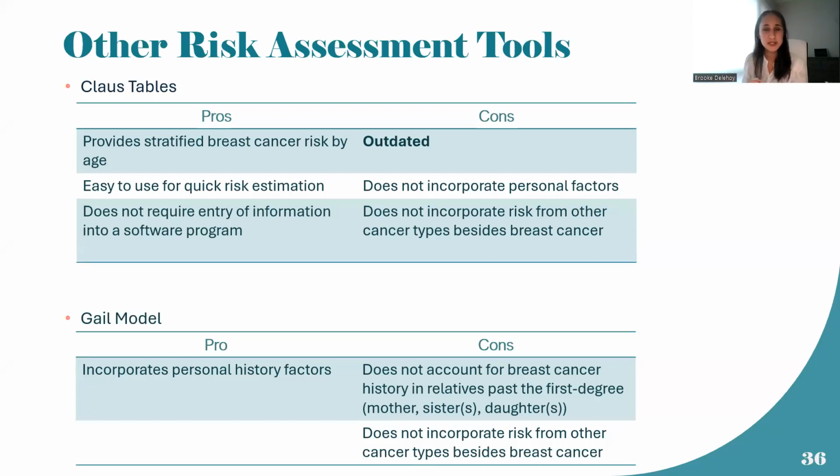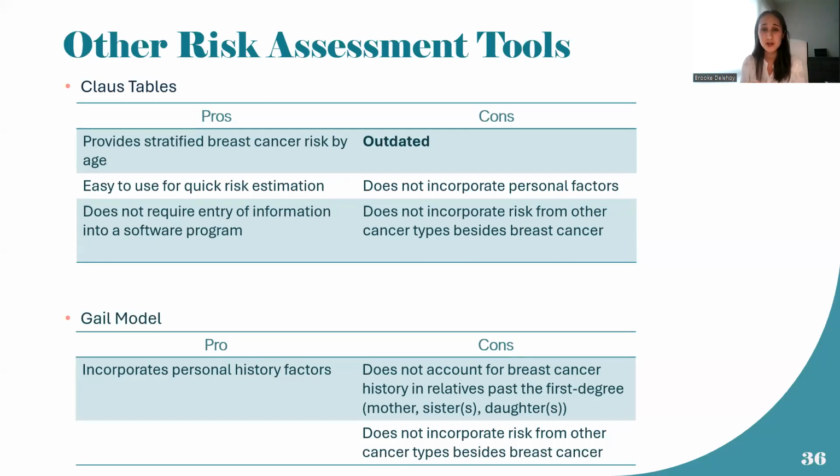Now, Tyrer-Cuzick is not the only thing out on the market here for other risk assessment tools. Other medical providers may utilize some of these other tools in order to try to gauge a woman's lifetime risk to develop breast cancer. Such things as Claus tables or the Gail model. Claus tables are actual tables that are very outdated, I will say. It provides stratified breast cancer risk by the person's age. Pretty easy and quick to use for a risk estimation.